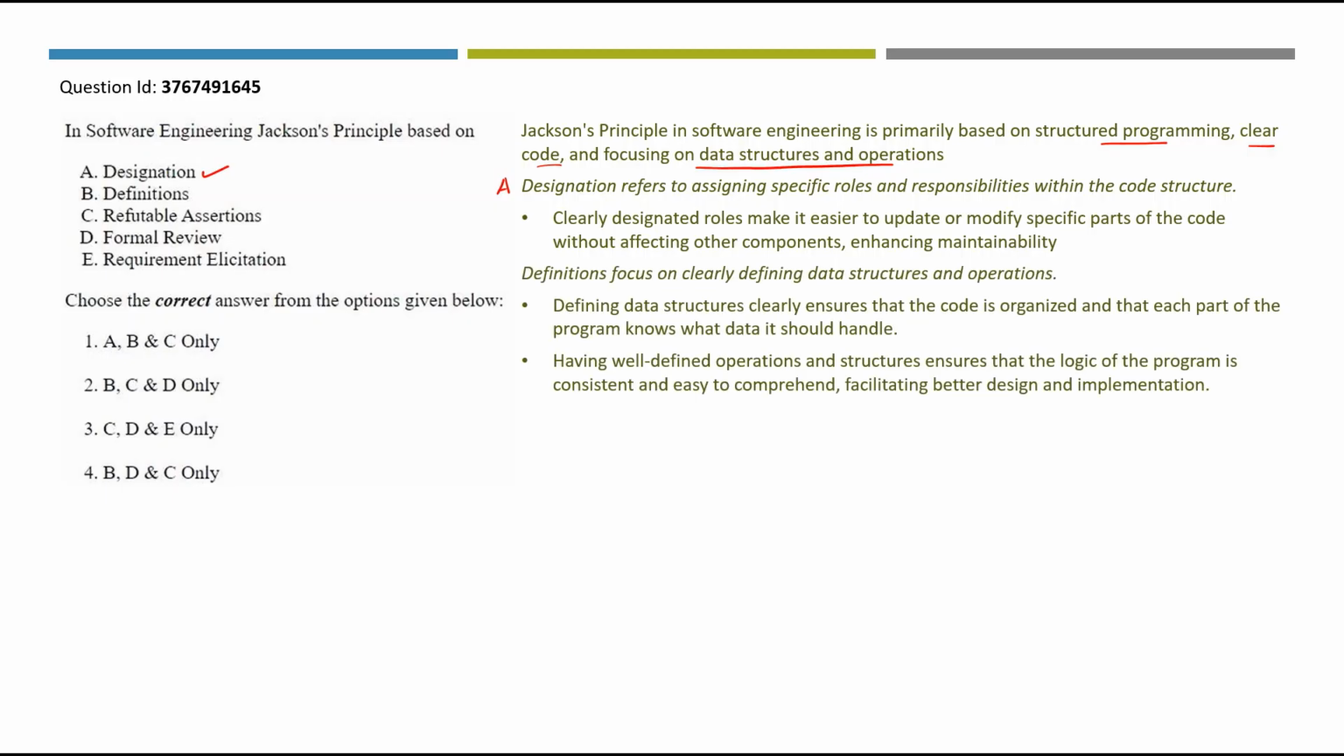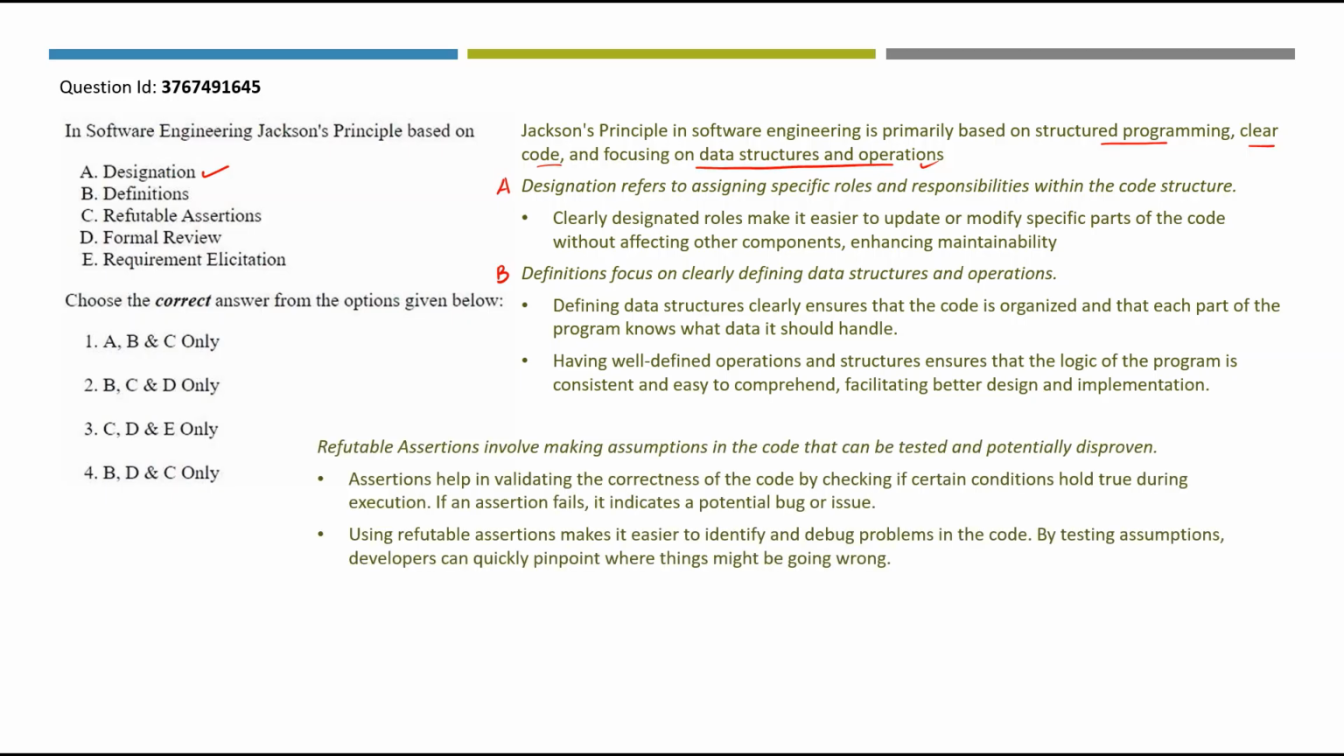What about the next one? We have definitions, which is B. Definitions focus on clearly defining data structures and operations. So this particular point is given. Defining data structures clearly ensures that the code is organized and that each part of the program knows what data it should handle. Having well-defined operations and structures ensures that the logic of the program is consistent and easy to understand, facilitating better design and implementation.